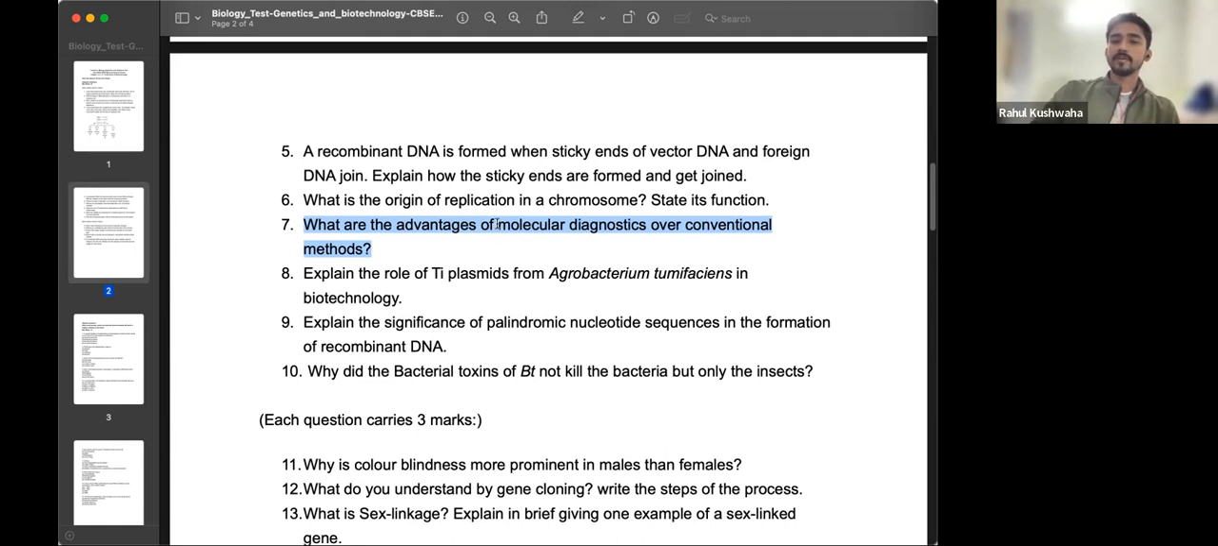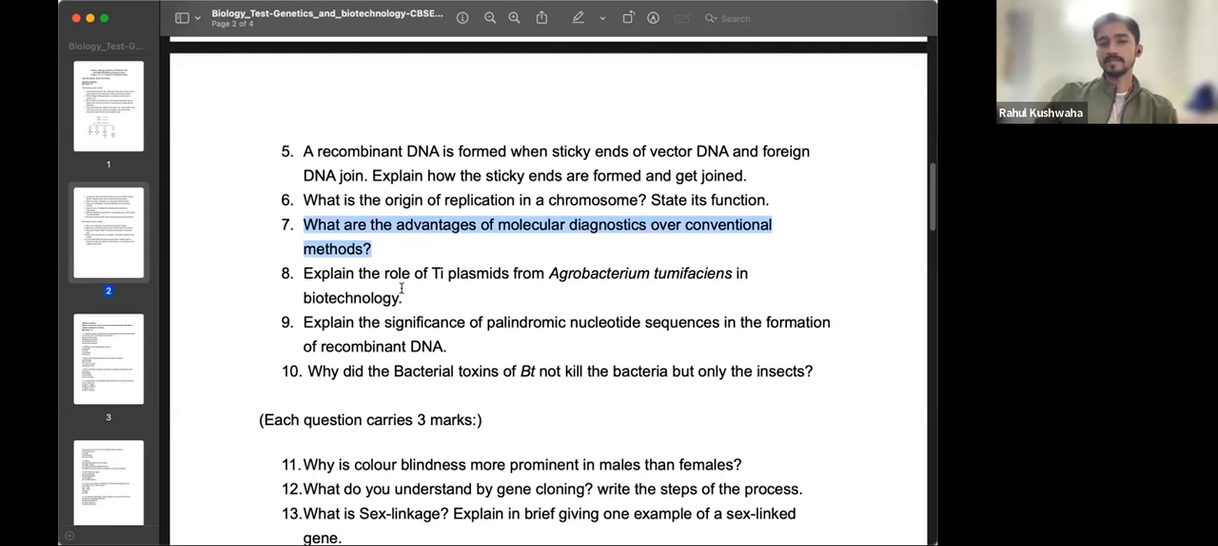I think this is not from chapter 11, right? But I'm not sure where it is from. But see, molecular diagnostics and conventional diagnostics: conventional ones are your blood test, urine test, stool test. So these kind of tests were called... Sorry? Chapter 12, right? Applications. Chapter 12, applications, right? So this is a theoretical question: what is the advantage of molecular diagnostics?